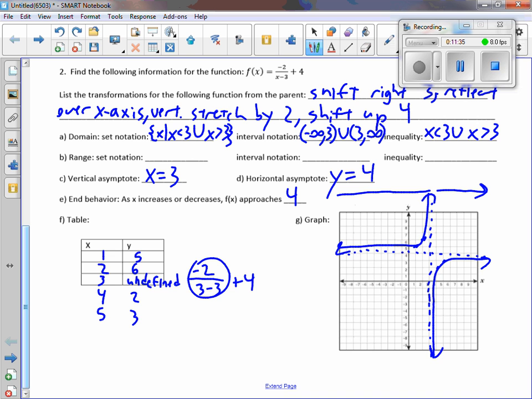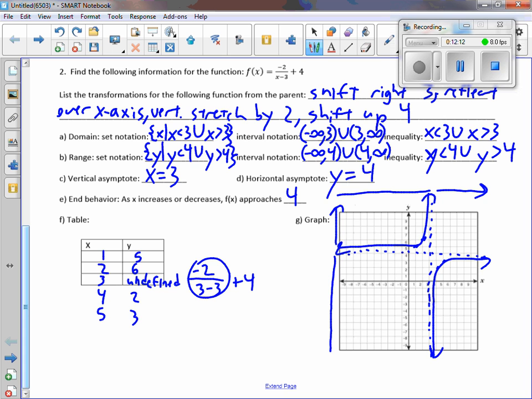The range, we read down to up, so it's going to start all the way at the bottom, jump over 4, and then continue up. So that's y is less than 4, union y is greater than 4. In interval notation, negative infinity to 4, union 4 to positive infinity. Then inequality, y is less than 4, union y is greater than 4.